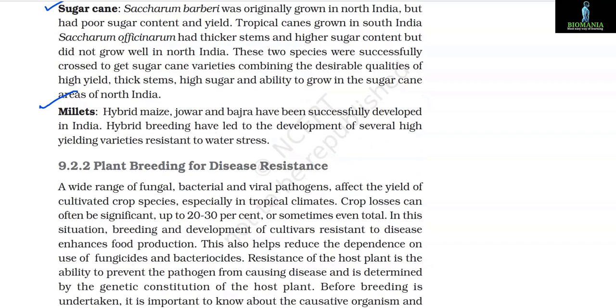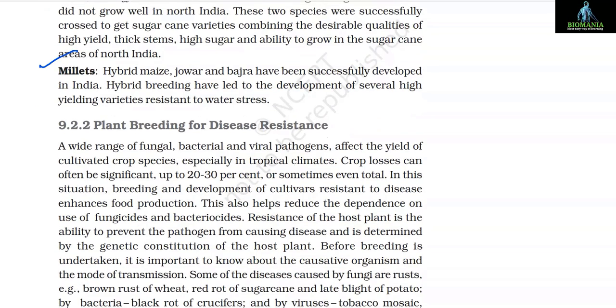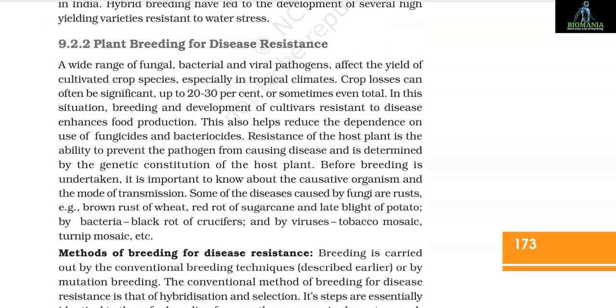Millets. Hybrid maize, jowar and bajra have been successfully developed in India. Hybrid breeding has led to the development of several high-yielding varieties resistant to water stress. 9.2.2 Plant breeding for disease resistance. A wide range of fungal, bacterial and viral pathogens affect the yield of cultivated crop species, especially in tropical climates. Crop losses can often be significant, up to 20 to 30% or sometimes even total.